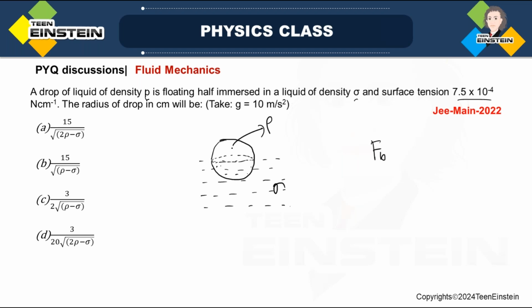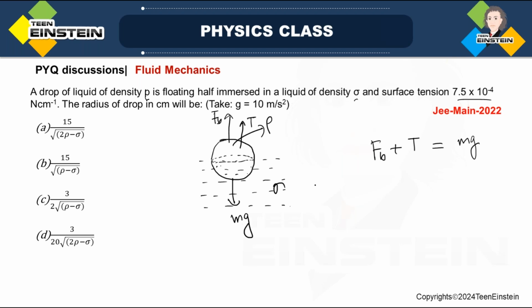Here, buoyant force will be acting in the upward direction, weight will be acting in the downward direction. In the normal case also the same thing happens, but in this case there is surface tension as well. So surface tension will also act here in the upward direction. So I can say this is surface tension T and this is FB. At equilibrium, it is floating half immersed, so FB, the buoyant force on the liquid drop offered by the liquid of density sigma, and the surface tension offered by the liquid surface, these two will balance the weight of the whole liquid drop.